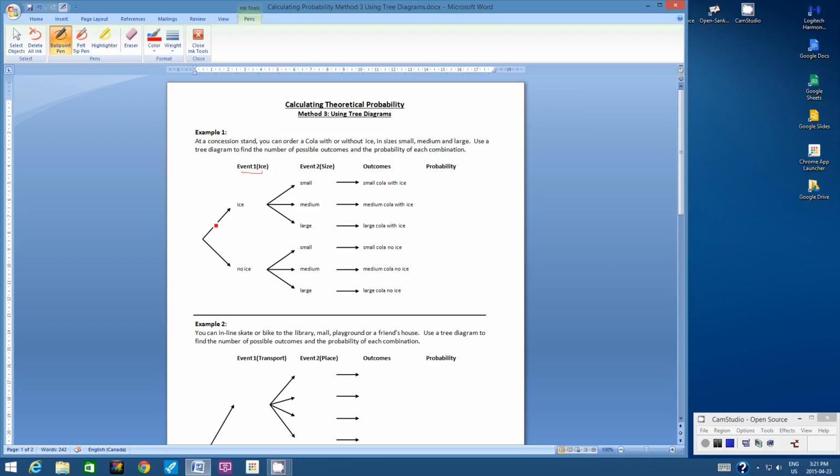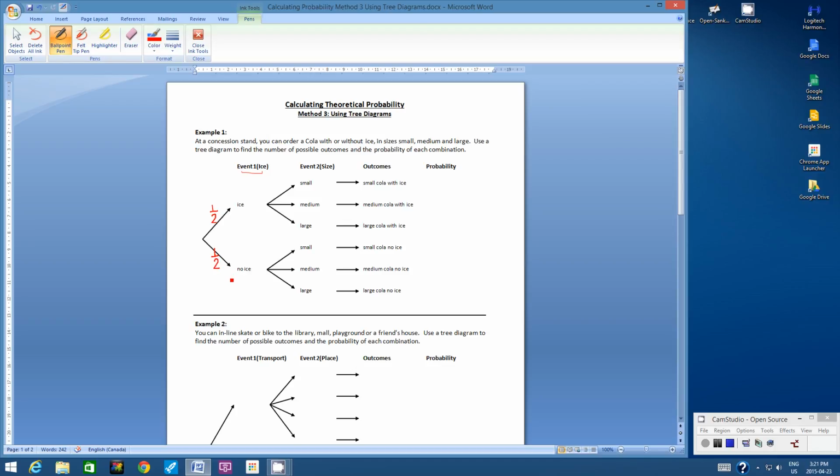Along each branch, I want you to write the probability fraction. So what is the probability of choosing ice? Well, that is 1 over 2. There are two possible outcomes, ice or no ice. If we choose ice, that's a 1/2 chance. What is the fraction probability for no ice? It's going to be 1/2.